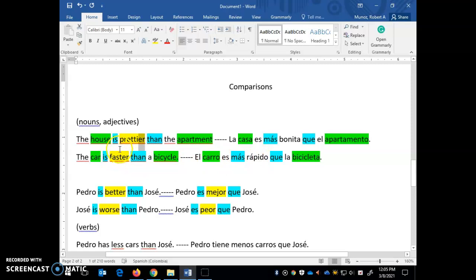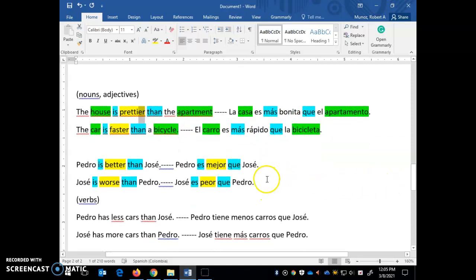In English, you can't say the house is prettier the apartment, or the car is faster, a bicycle, because you're missing something, right? The same thing in Spanish. You have to have más que, and the adjective.